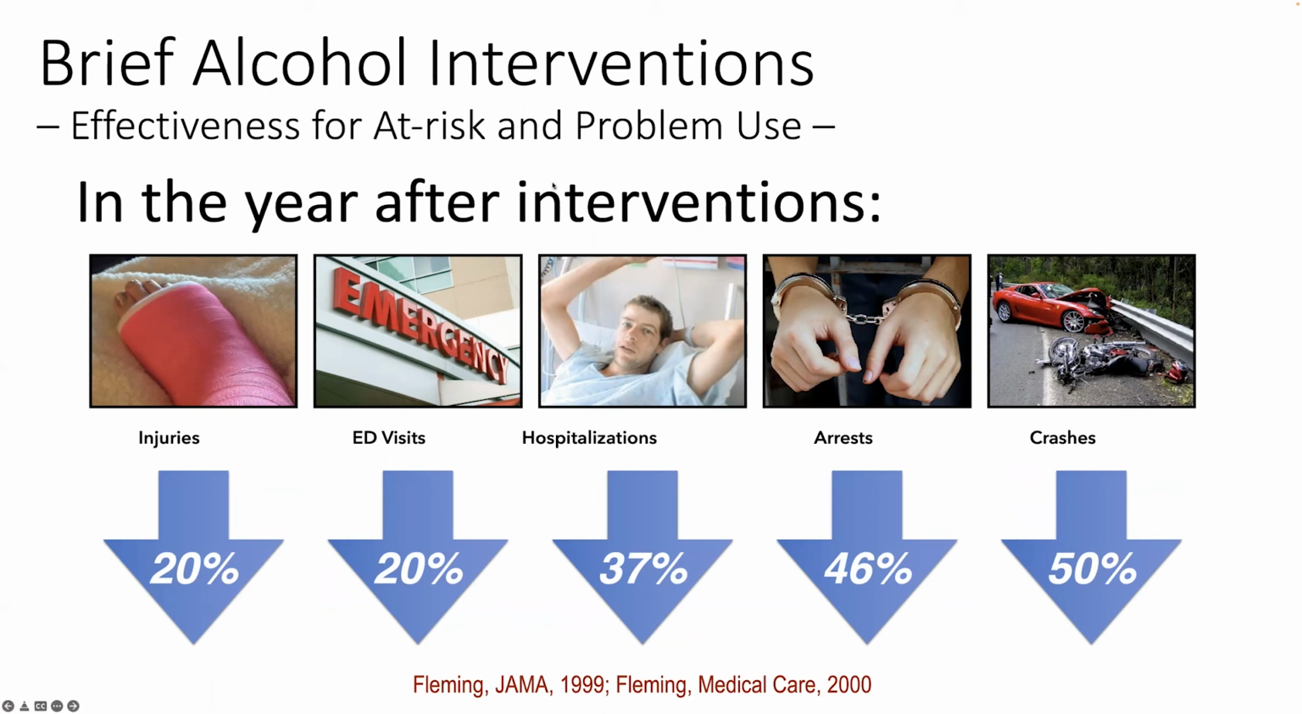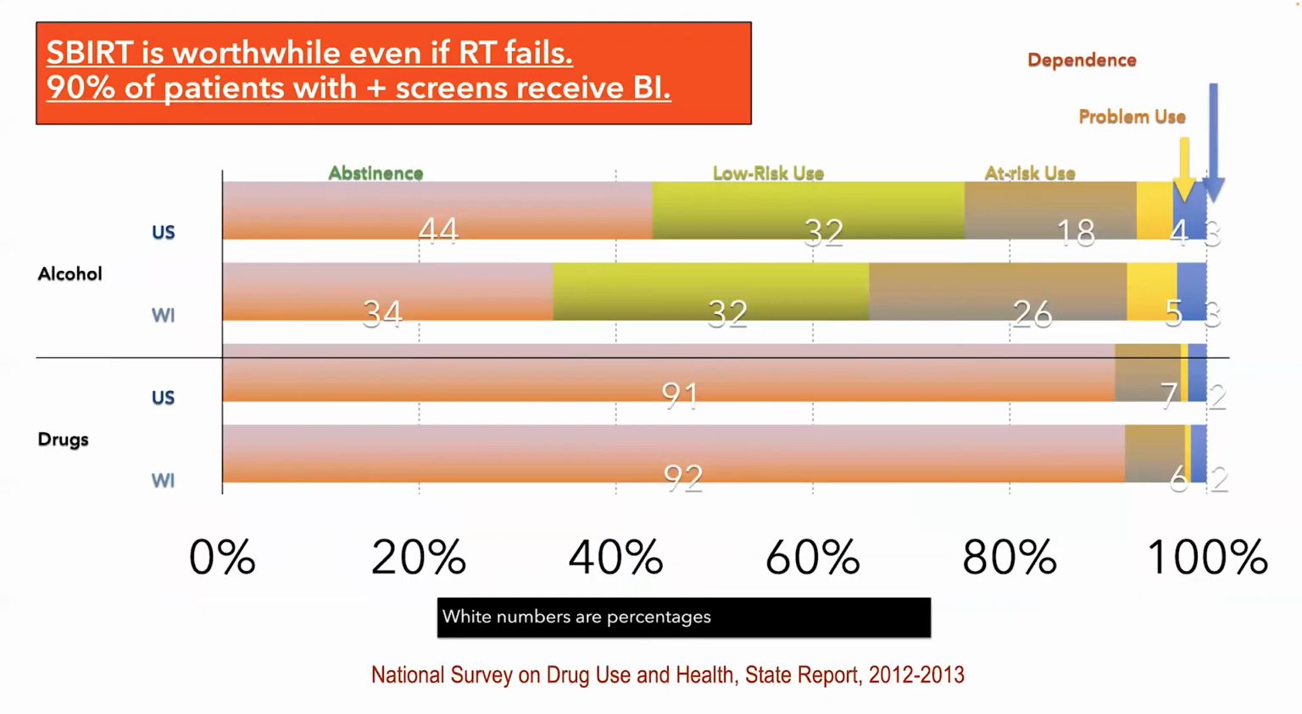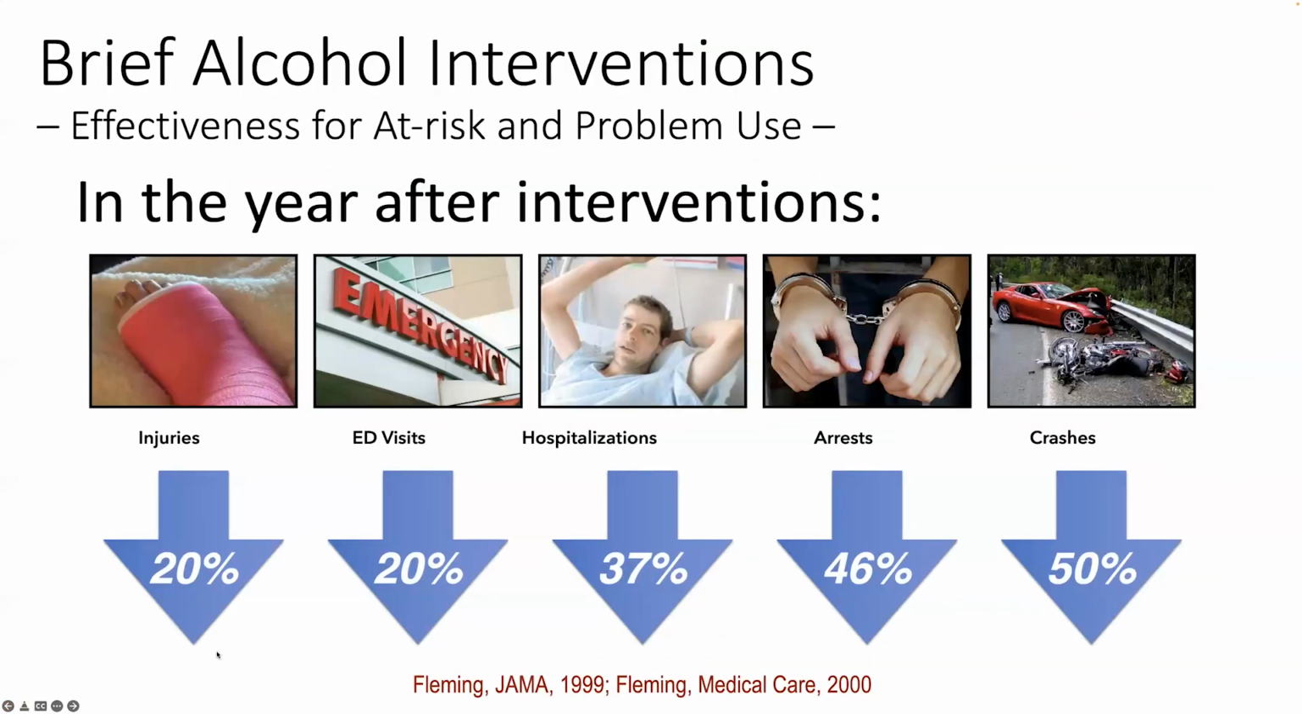So why exactly do we do these brief interventions? How well do they really work? Well, when persons who were at risk or problem users got a provider-based brief intervention, in the year after the intervention, injuries went down, emergency department visits went down, hospitalizations went down by 37%, arrests decreased, and crashes decreased by 50%. When we start to assign numbers to those, when we start to assign dollar amounts, life and quality of life amounts to that, it's quite significant.